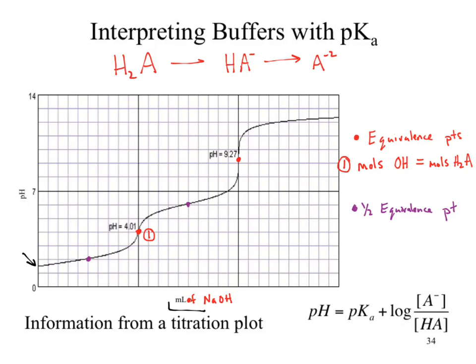What's true at our second equivalence point? The moles of OH are equivalent to the moles of HA minus. And that one's actually got a couple extra things kind of odd going on with it. Where did the HA minus come from? From the first. From H2A. So at our second equivalence point, the moles of OH will equal the moles of HA minus, which officially really was our moles of H2A to begin with.